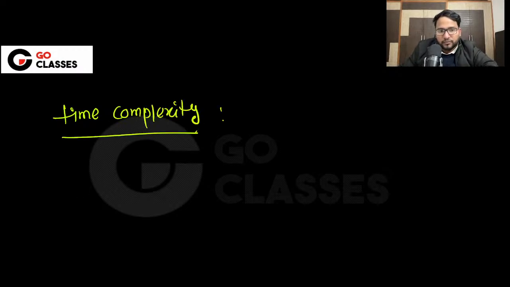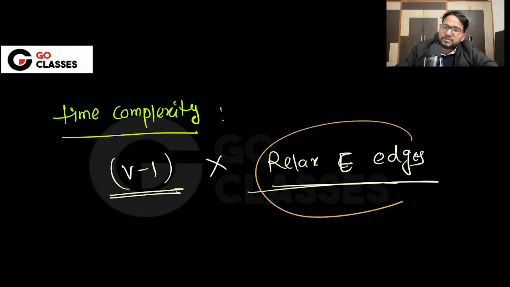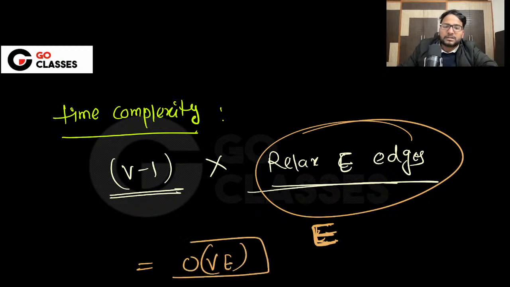You are running this V minus 1 times, and each time you are relaxing the edges, relax E edges. So to relax E edges, how much time will you take? To relax one edge you will just take one unit of time, so to relax E edges you will take just E time. So finally the time complexity is V into E only. Order of V into E. This is the time complexity of the Bellman-Ford algorithm.